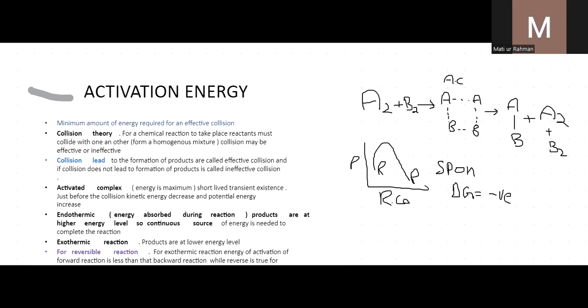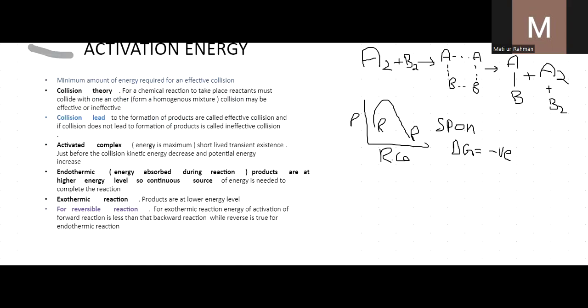So if you see a sign del G is equal to negative, it means this is a spontaneous reaction. This is a very important MCQ for MCAT, A level, O level, and ECAT entry test examination. If del G is negative, it means this is a spontaneous reaction. In a spontaneous reaction, products are at the lower energy level and reactants are at the higher energy level.